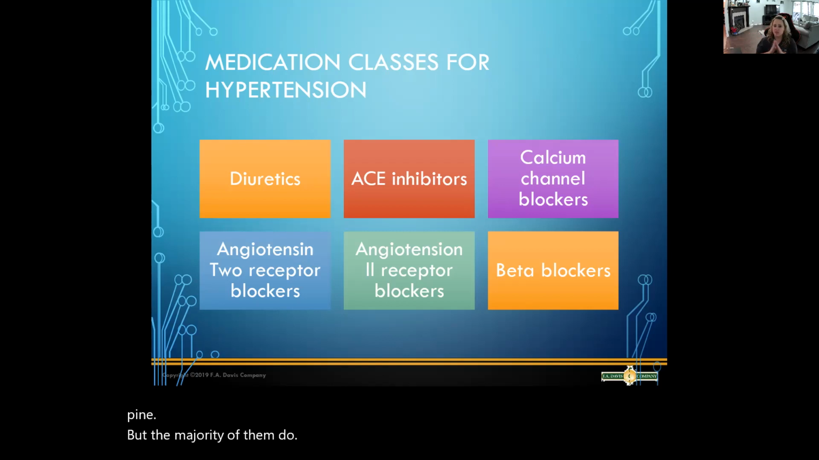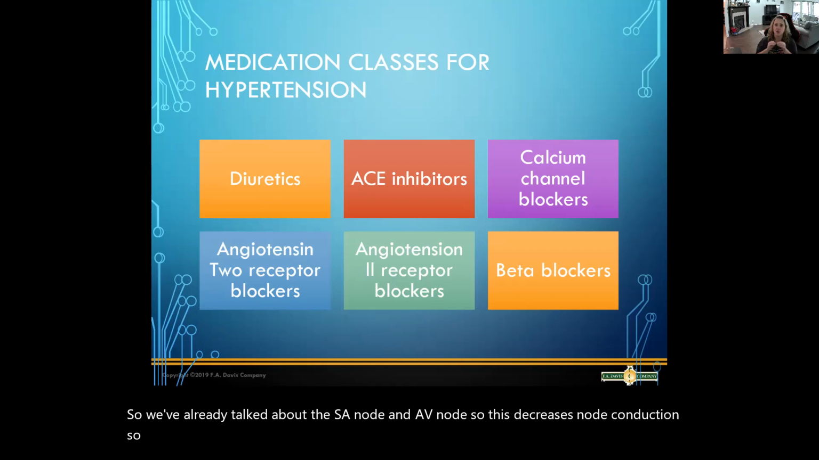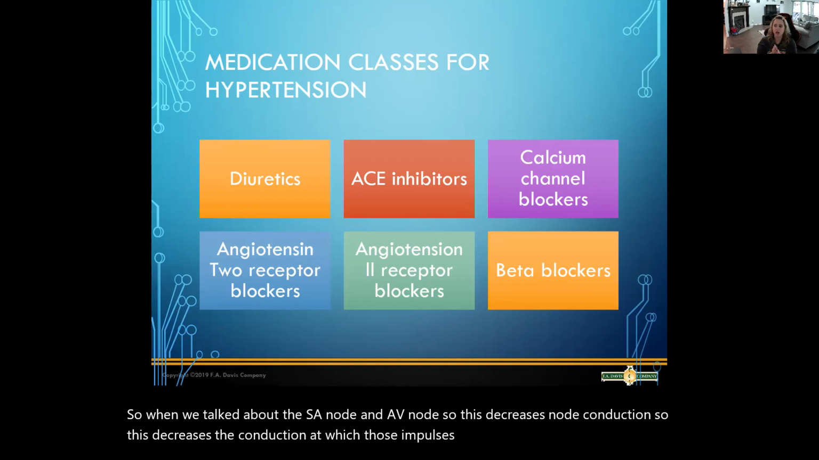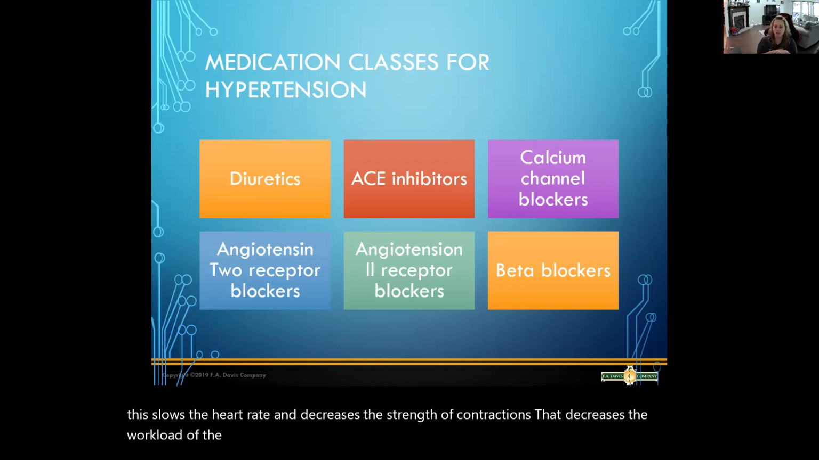So when we talked about the SA node and the AV node, this decreases node conduction. So this decreases the conduction at which those impulses are firing to control the heart rate. So this slows the heart rate and decreases the strength of contraction. So that decreases the workload of the heart. They also dilate smooth muscle of the coronary arteries.